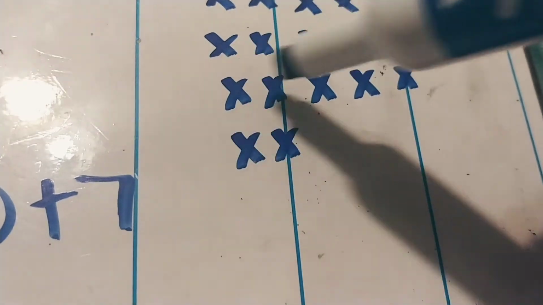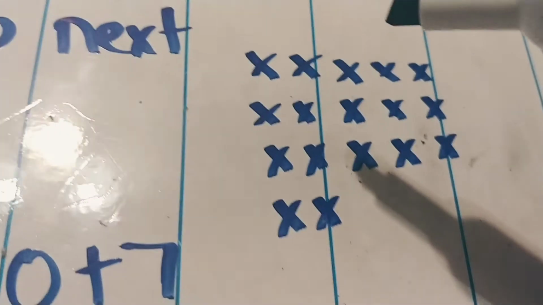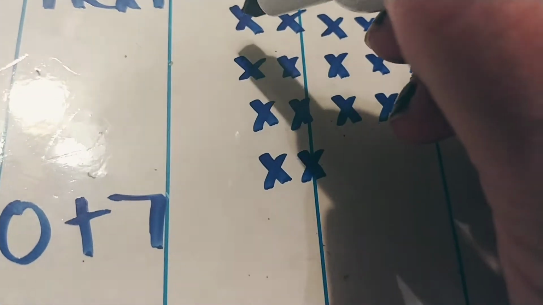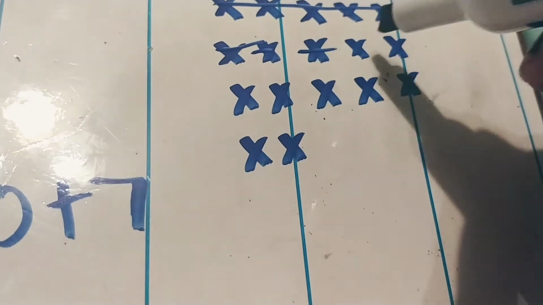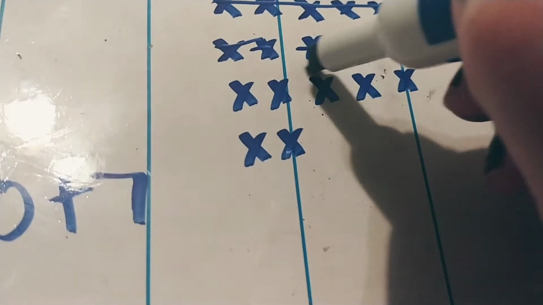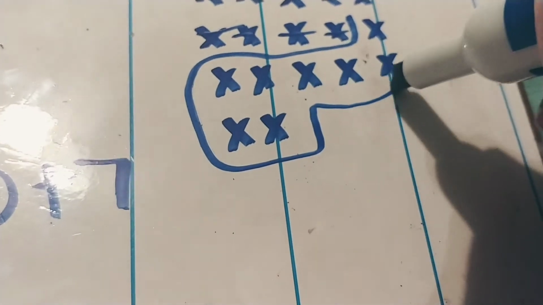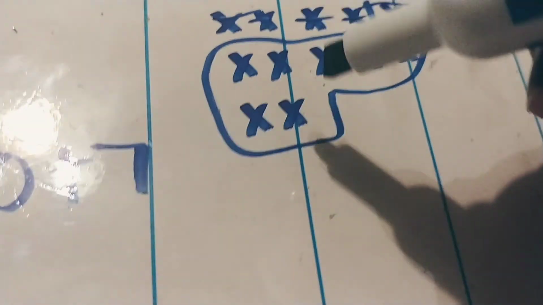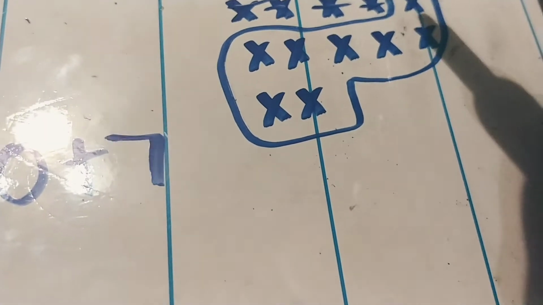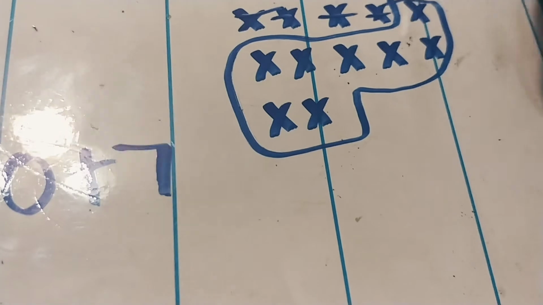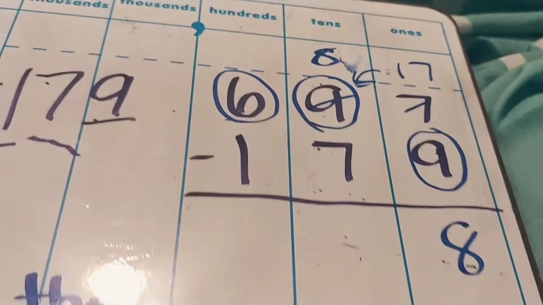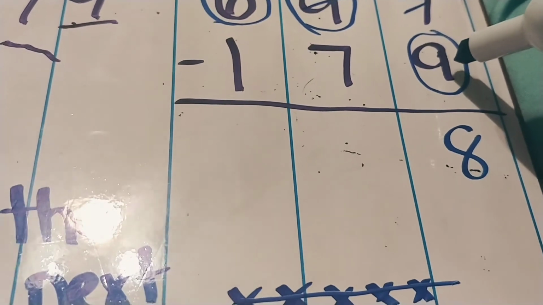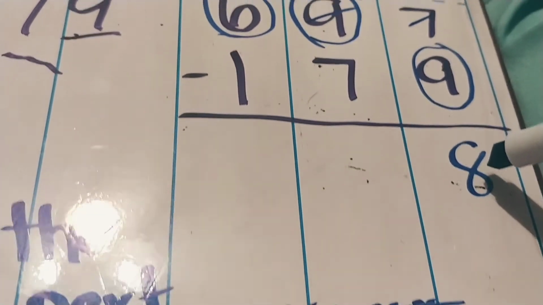5, 10, 15, 16, 17. So I need to cross out 9. That's easy: 5, 6, 7, 8, 9. Now I'm going to box in how many we have left. We have 5, 6, 7, 8. See how easy it is when you put it in groups of 5? That's a lot easier to deal with. So 17 take away 9 is 8.